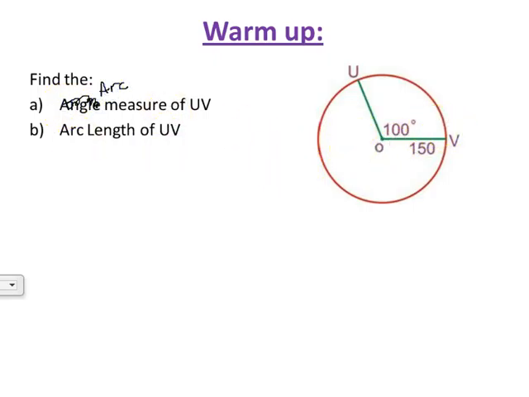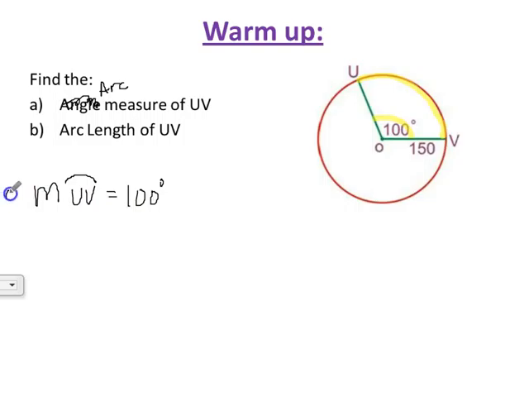All right, so the arc measure of UV. Let's go ahead and start with the arc measure. The arc measure, remember, is the degree measure of the arc, and it's equal to the measurement of the central angle. So the arc measure is equal to the central angle. So the measure of arc UV is going to equal the same thing as the central angle, which is 100 degrees.